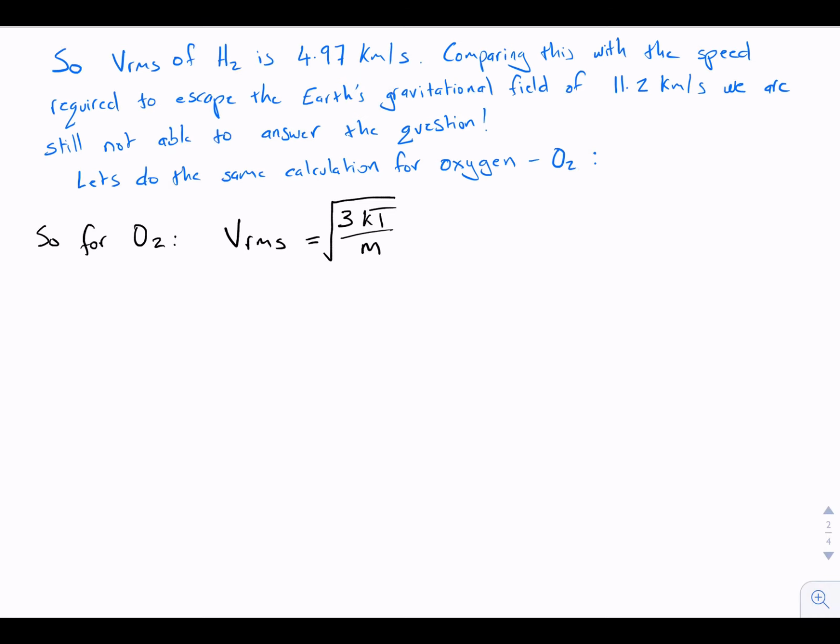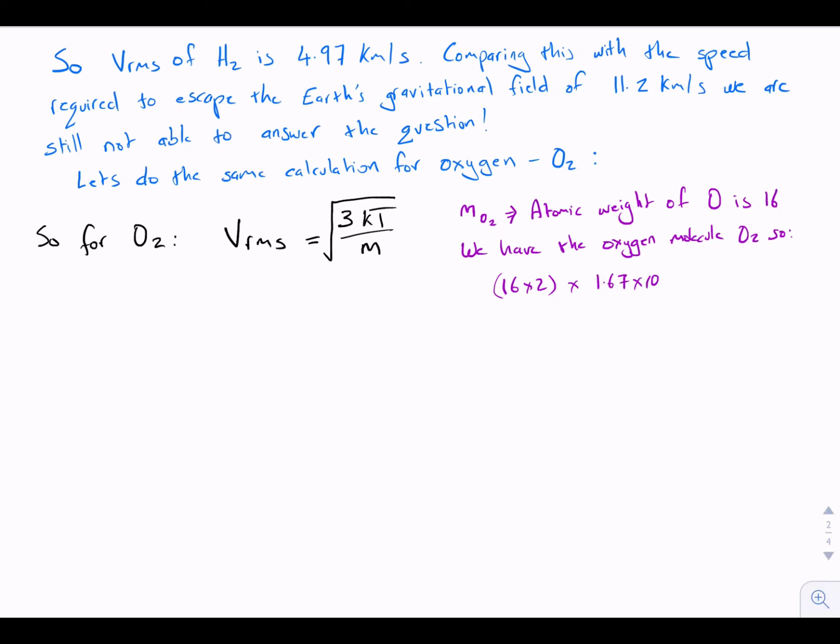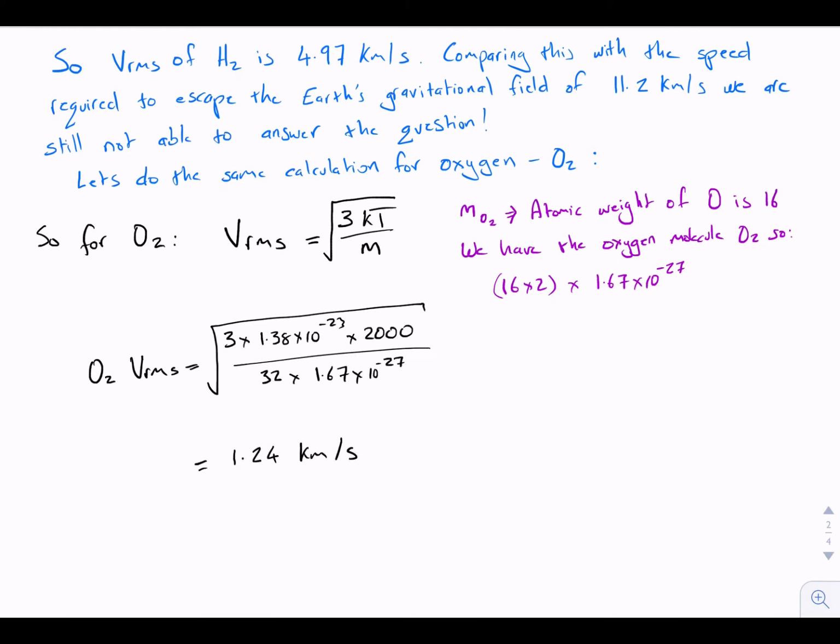And now the mass. The atomic weight of oxygen is 16, and again we have an oxygen molecule, O2, so we have 16 times 2 times 1.67 × 10^-27 kilograms. Now, if we add in the numbers and calculate this out, we see we get an RMS speed of 1.24 kilometers per second. So it's a fair bit slower than hydrogen.